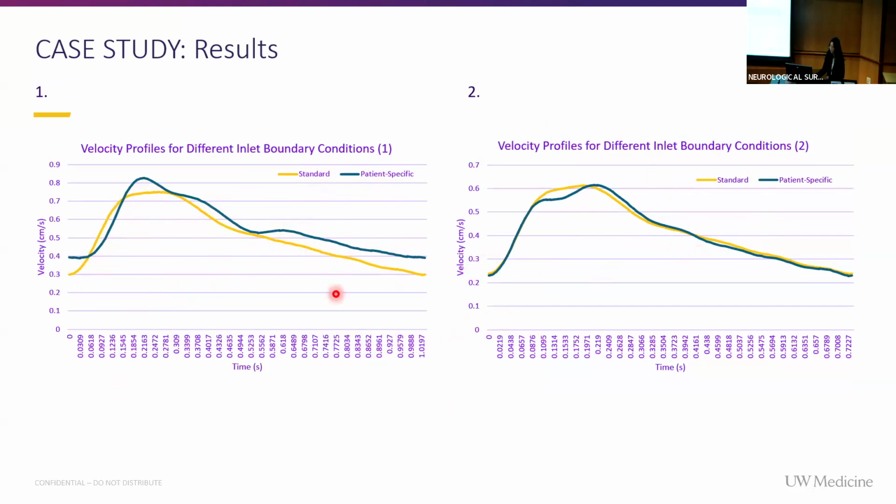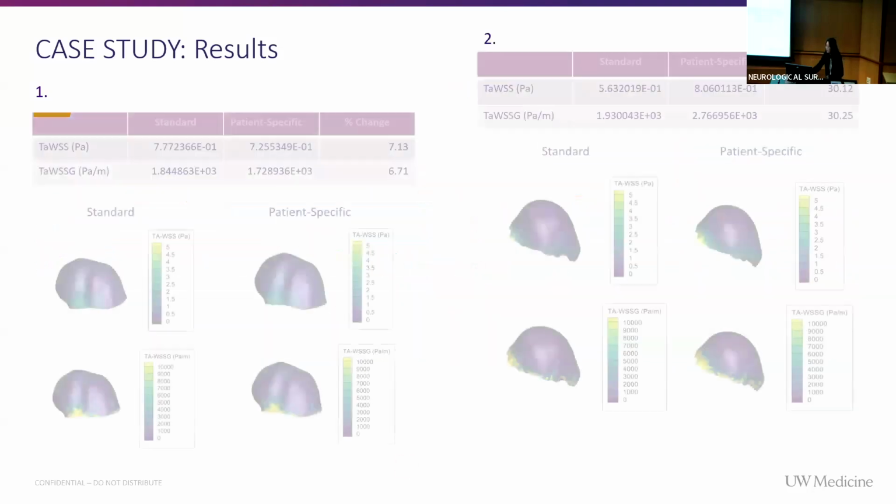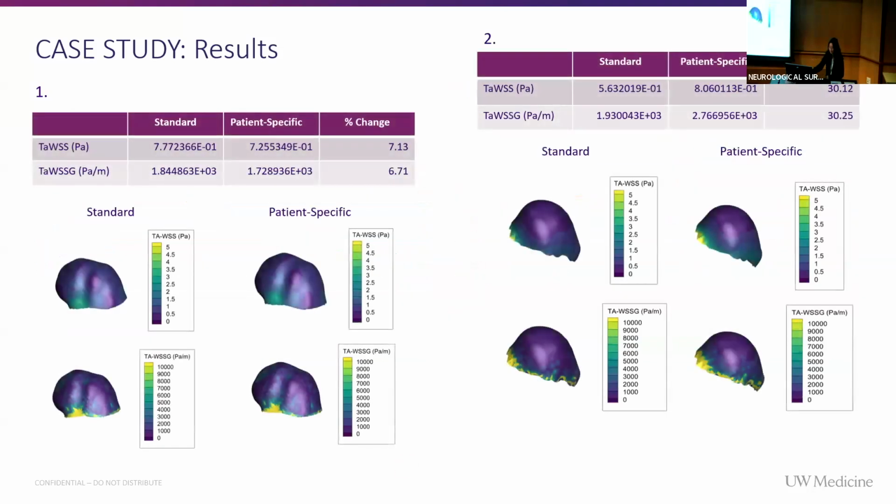You can also see that for these 2 patients, there is variation at different points between both of them. You might also see that this one on the right-hand side looks a lot closer, as in the standardized inlet boundary condition velocity profile graph is a lot closer to the patient-specific one compared to this first one. However, if you look at the output data from the CFD simulations, the percent change in wall shear stress and wall shear stress gradient is higher than for the patient on the left, where the graph looked a lot more different.